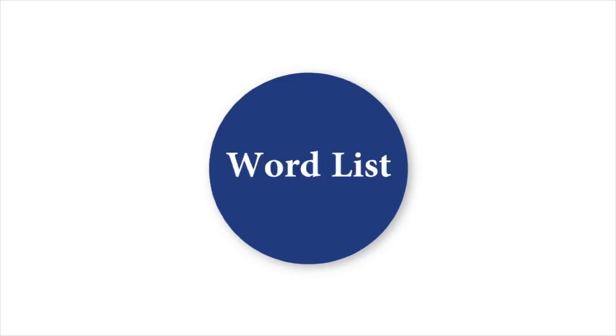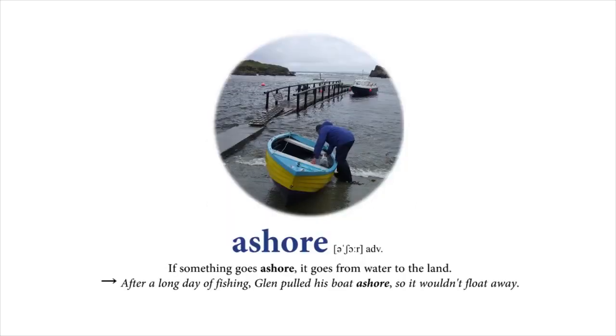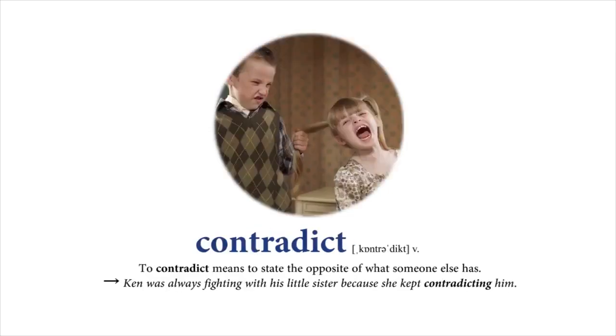Unit 6. Word List. Ashore. If something goes ashore, it goes from water to the land. After a long day of fishing, Glenn pulled his boat ashore so it wouldn't float away. Contradict. To contradict means to state the opposite of what someone else has. Ken was always fighting with his little sister because she kept contradicting him.